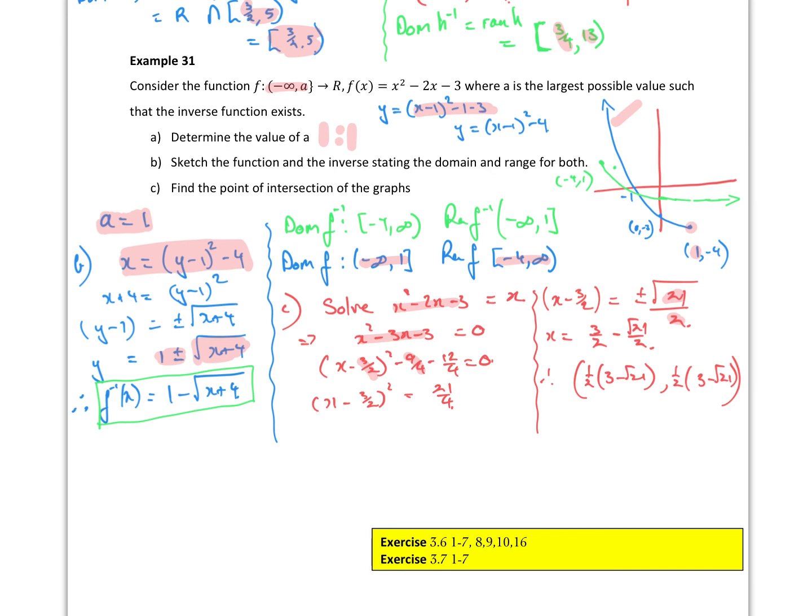I want that to be a red line. Just make sure my square root sign's over the top. All right, off you go.